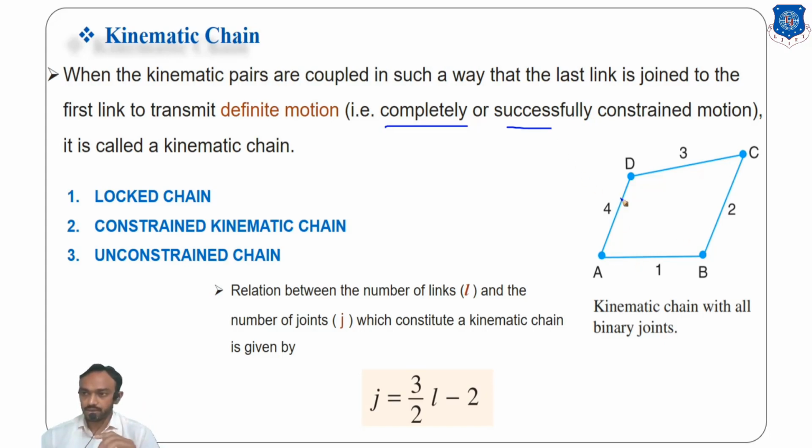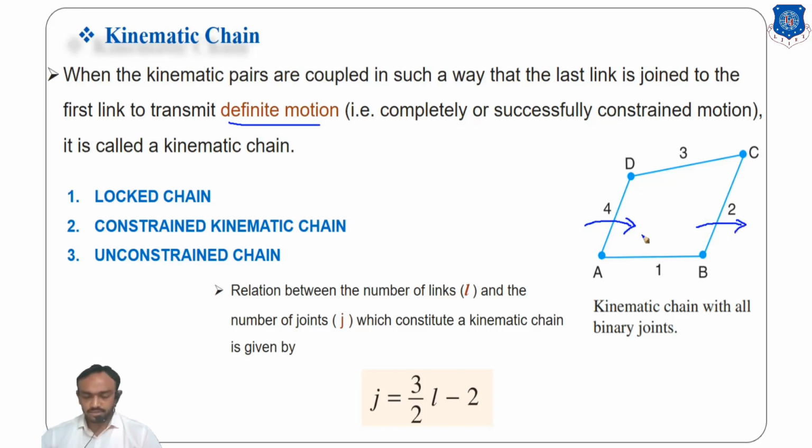The last link, link number 4, is connected to link number 1, so a total loop is created. 1 is connected to 2, 2 to 3, 3 to 4, and 4 to 1. When all links are connected, it is called a kinematic chain, and the only criterion is that there will be definite motion. If I give motion to link number 4 in this direction, then link number 2 will move in this direction in definite motion.